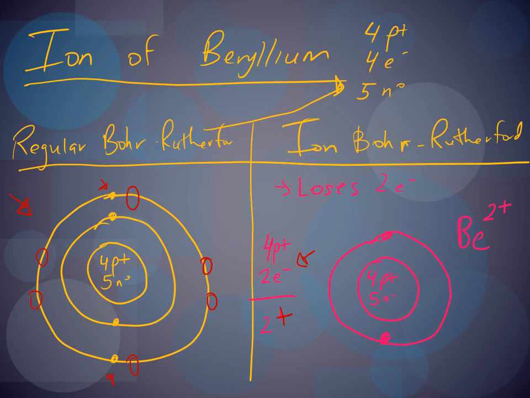So when I draw the ion for the Bohr-Rutherford diagram, the first shell has 2 electrons, and that's all that is needed because it has lost the other 2 electrons. I have my element symbol with my charge.